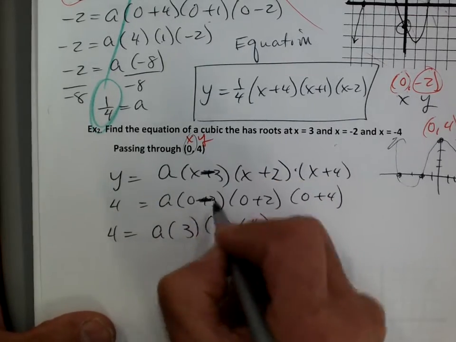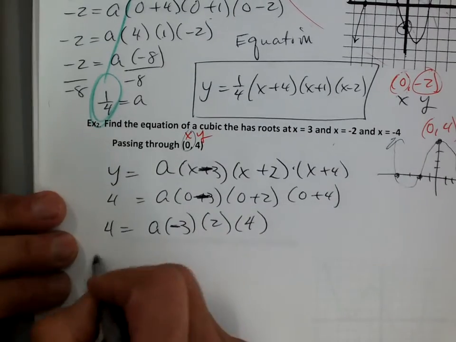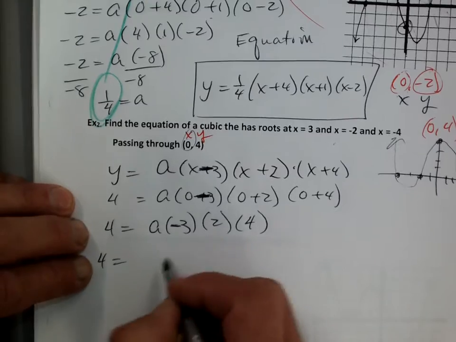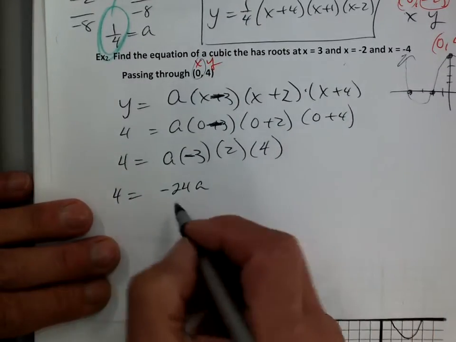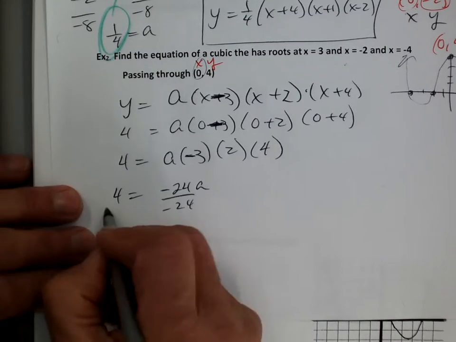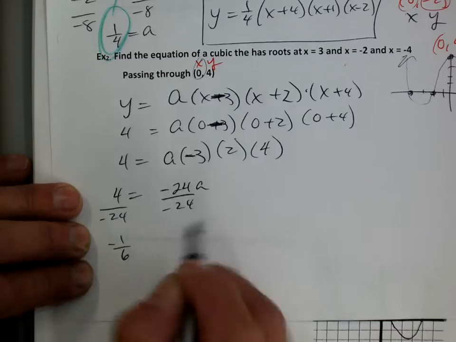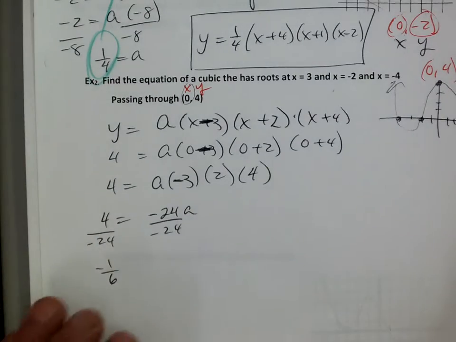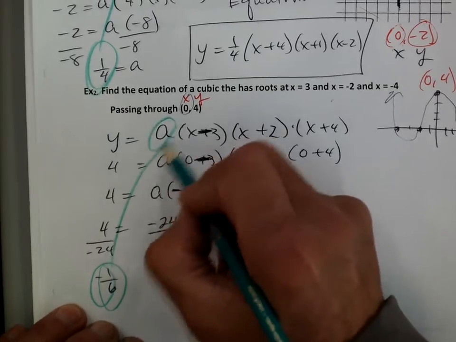Hold on, Mr. Davies. It had to be negative 3 to get the positive 3, and it had to be negative anyway.